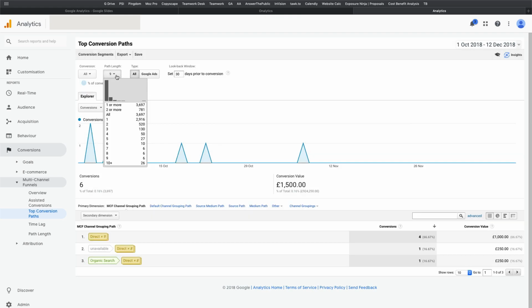You can see all these different interactions that people are having with the site, which, as well as being interesting, gives you an indication of how long it's taking people to convert on your site. So that summary of traffic channels can be quite interesting.